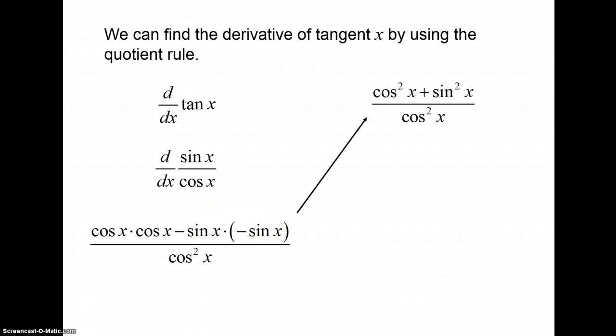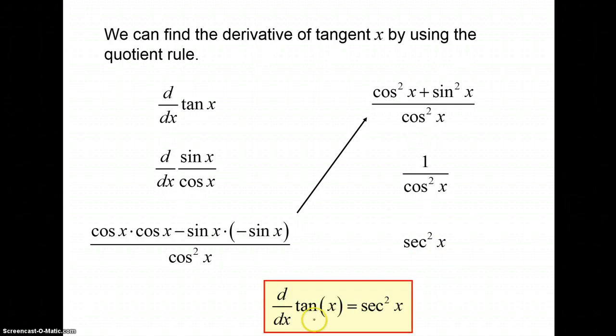When I clean it up, I get cosine squared. Negative times negative makes positive. So think back to pre-calc. Cosine squared plus sine squared is the same as 1. And 1 over cosine squared, well, what is 1 over cosine? Yeah, 1 over cosine is the same as secant. So 1 over cosine squared is secant squared. So here's your third derivative. The derivative of tangent of x is secant squared.